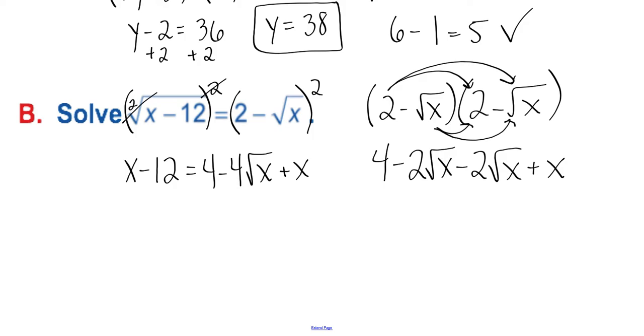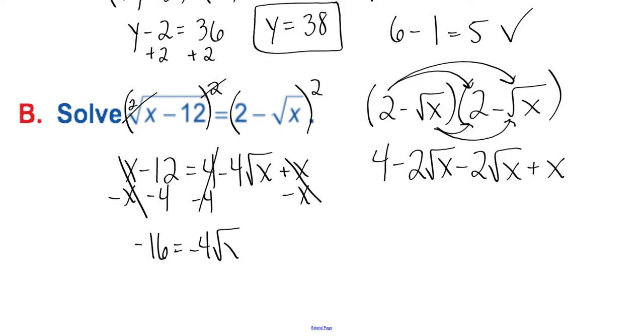So let's move everything away from this. Okay, so that's right here is the thing we're looking to get by itself. So let's do two steps at once. Move the 4 to the other side, and we're moving the x to the other side. And you should see conveniently that the x's are going to cancel out. All right, so we have negative 12 minus 4 is negative 16 equals negative 4 square root x.